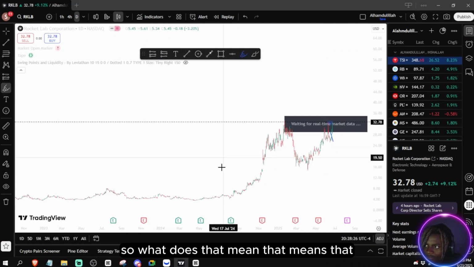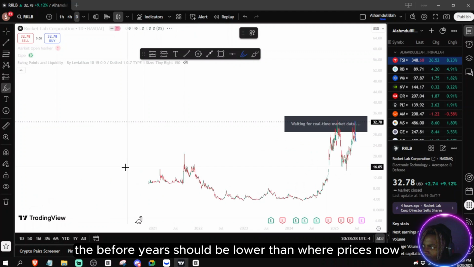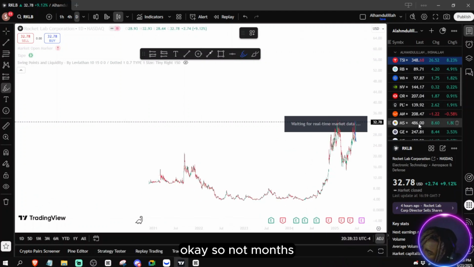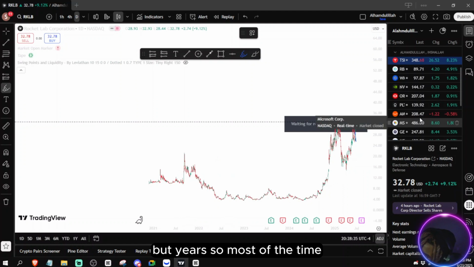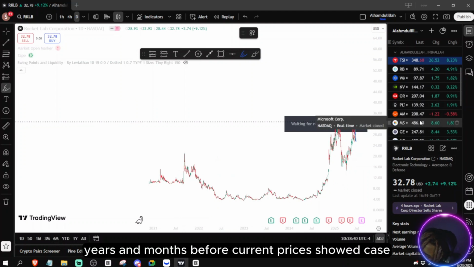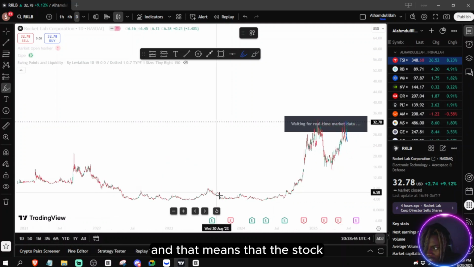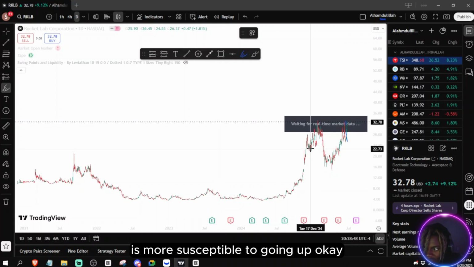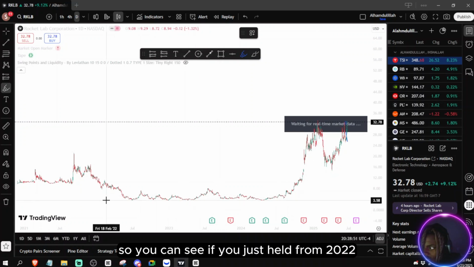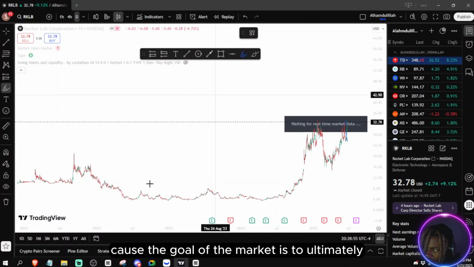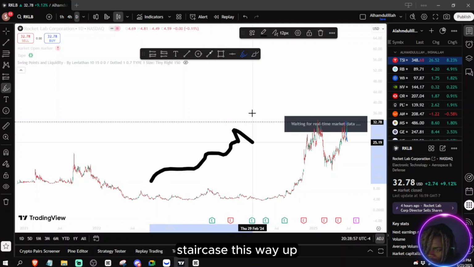So what does that mean? That means that the prices from years before should be lower than where price is now. Okay, so not months, but years. Most stocks, years and months before current price, show the case that today the price is much higher, and that means that the stock is more susceptible to going up. Okay, so you can see if you just held from 2022, you'd be in profit right now, because the goal of the market is to ultimately staircase its way up.